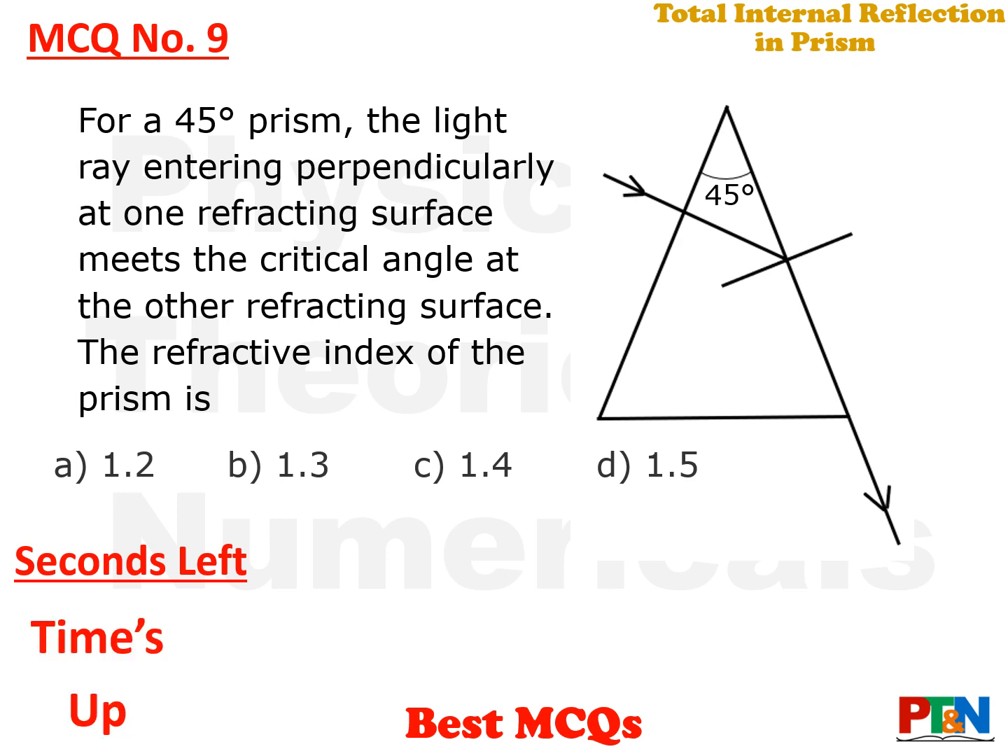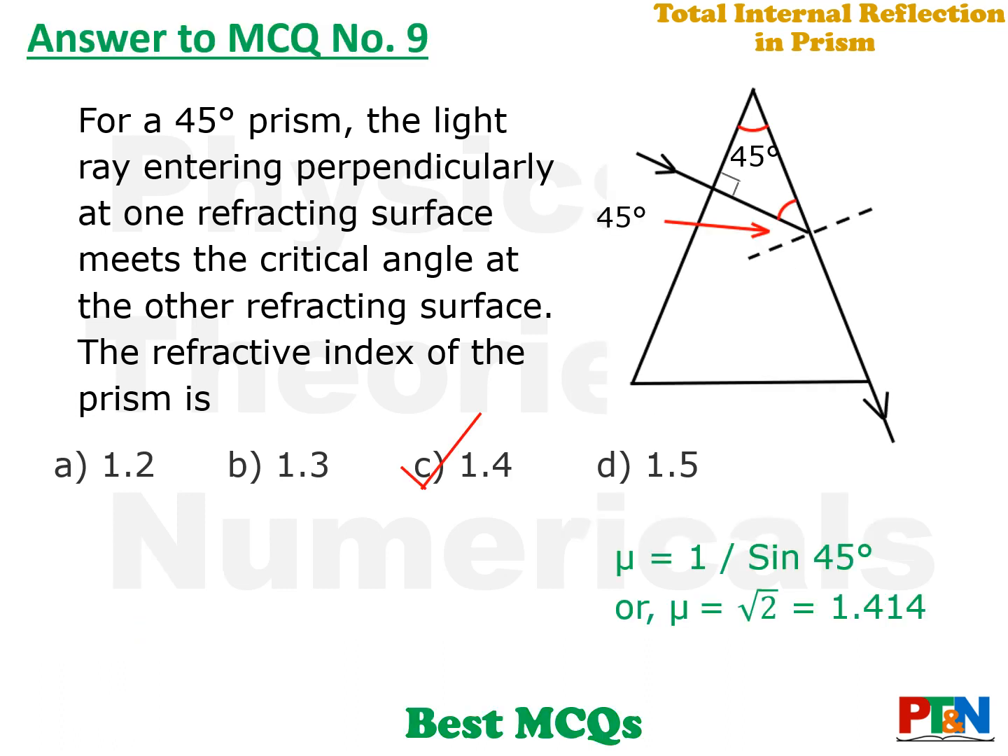Time's up, let's see the answer. Answer is 1.4. It's simple. You need to find out the refractive index. That means you need to find out the angle of incidence and angle of refraction. It is the critical angle, so the angle of refraction, you know, is 90 degree. Now we need to calculate the angle of incidence, that is the critical angle. You look at the triangle, the ray is entering at 90 degree.